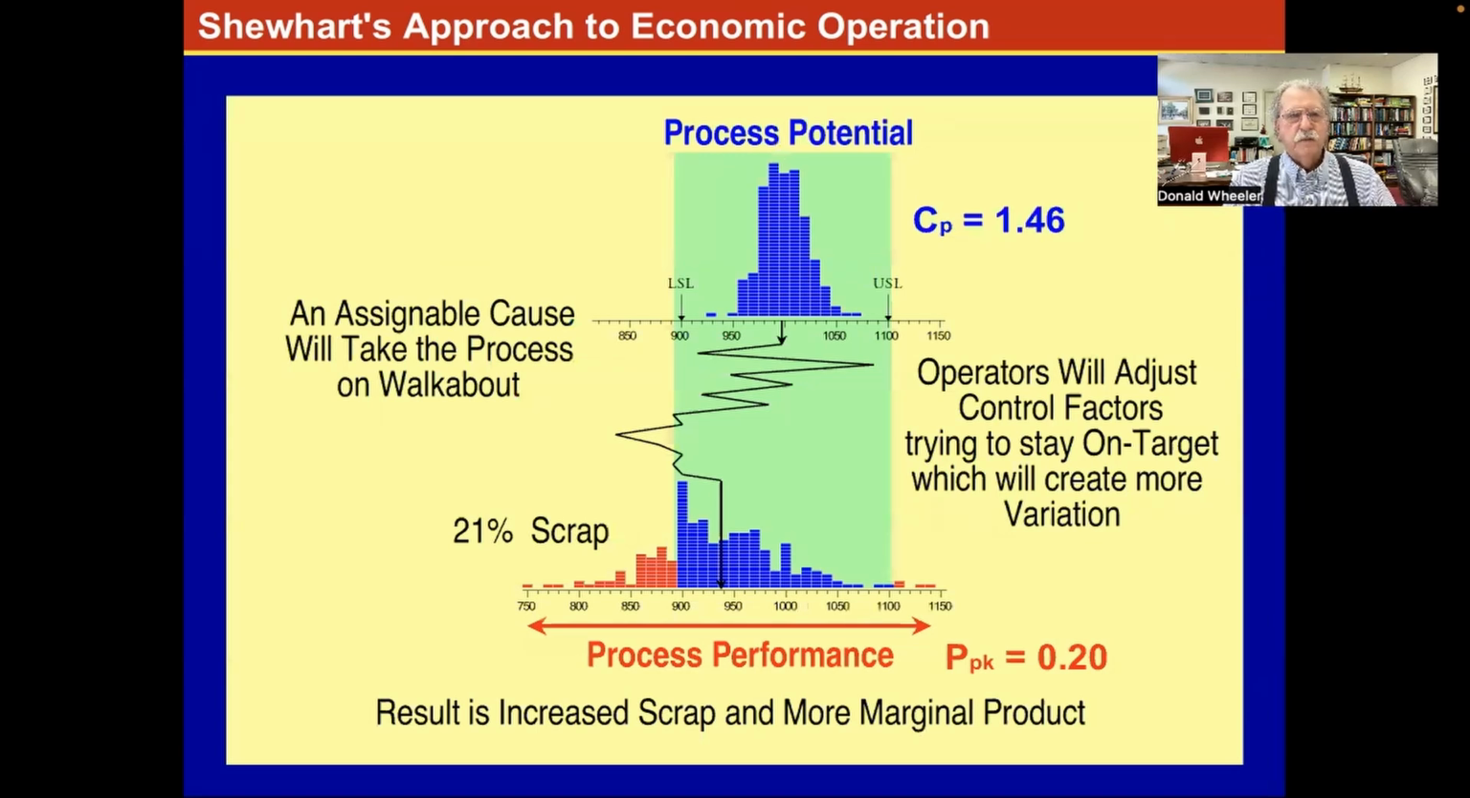Now, assignable causes will take the process on walkabout. Here's a process with a Cp of 1.46, good potential. But as the assignable causes take the process on walkabout, the operators will, of course, adjust the control factors, trying to stay on target. And as a result, you'll end up with a process whose Ppk is something like 20% and has 21% scrap. The result: increased scrap, more marginal product.